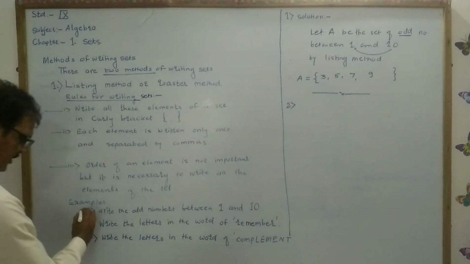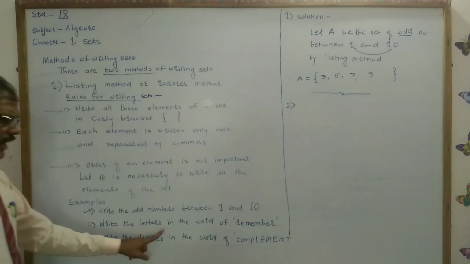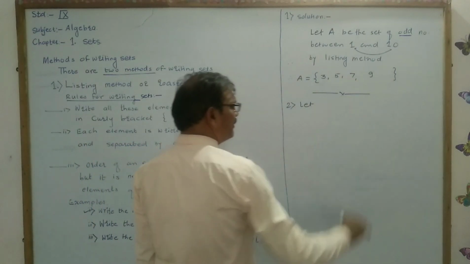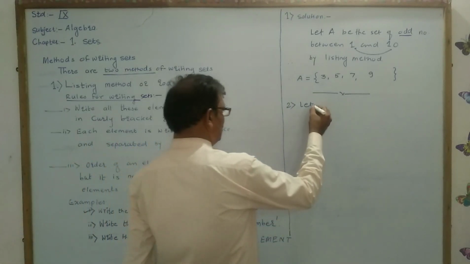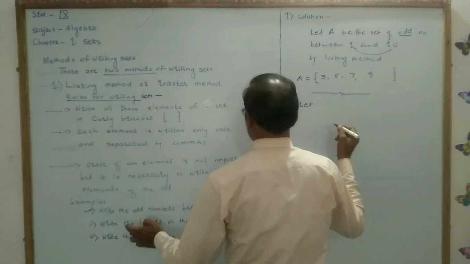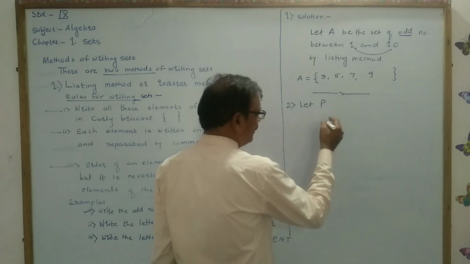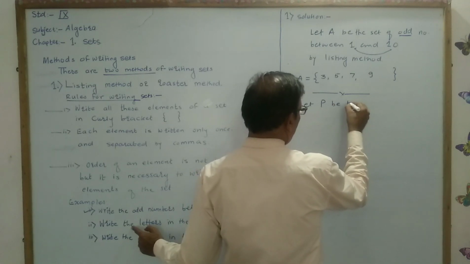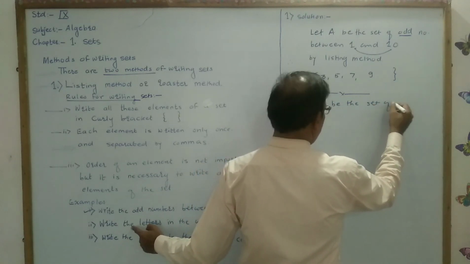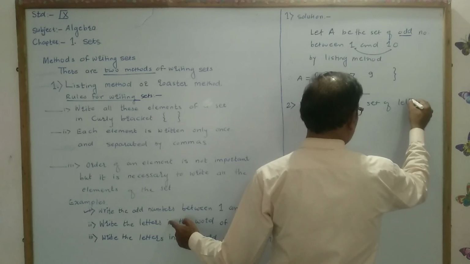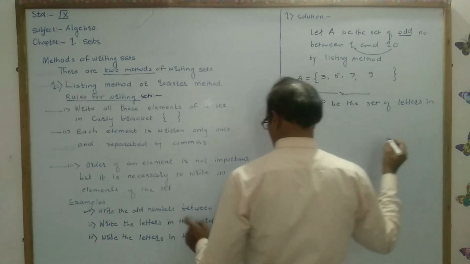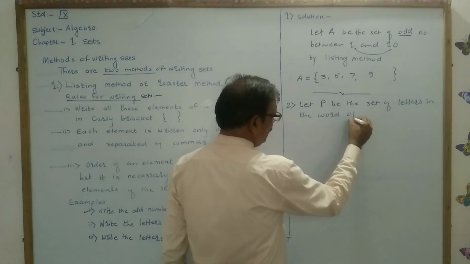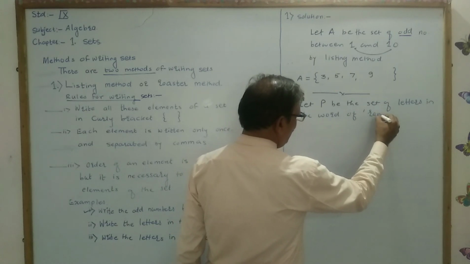Now the second example: write the letters in the word 'remember'. Suppose we let this set be represented by P. So let P be the set of letters in the word 'remember'.